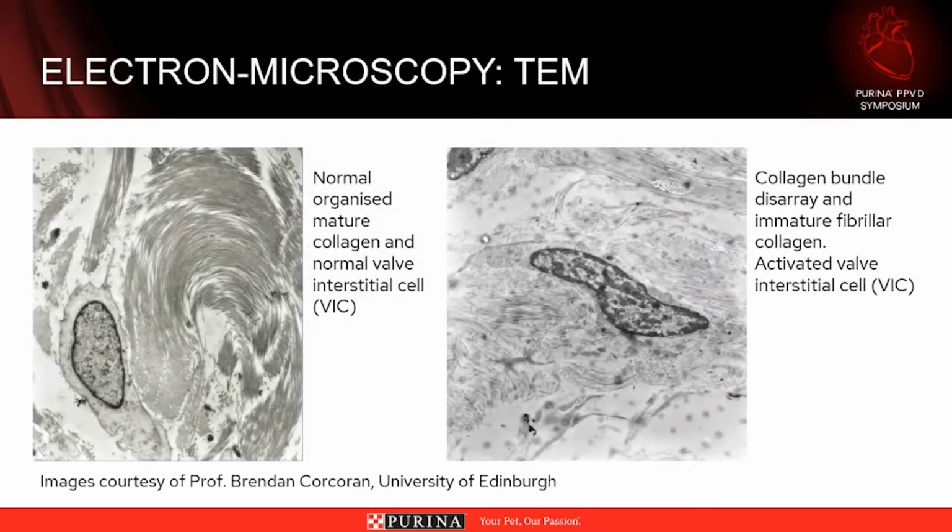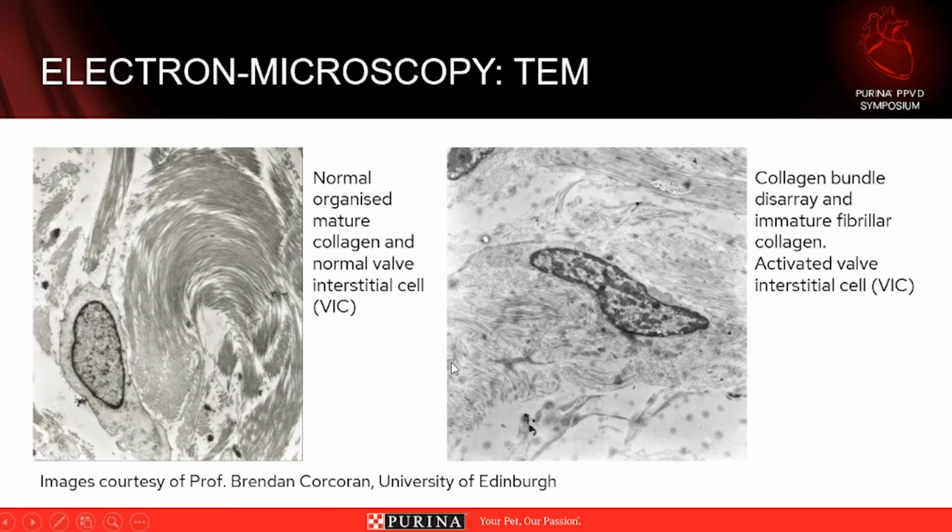So some more EM images from Brendan Corcoran. This is transmission electron microscopy, so we're actually looking at a section through the valve. And this is what the normal valve looks like. The normal cellular components, as we said, the most common of these are your valve interstitial cells, which you can see on the left here with its nucleus. And you can see this nice organized collagen bundle here. It's compacted, it's organized, it's cross-linked, it's mature. So this is our usual valve interstitial cell that's nice and quiescent. We see this euchromatin edge to the nucleus.